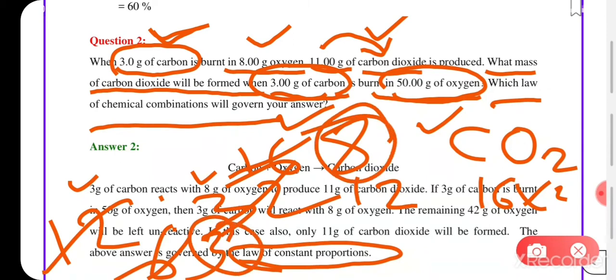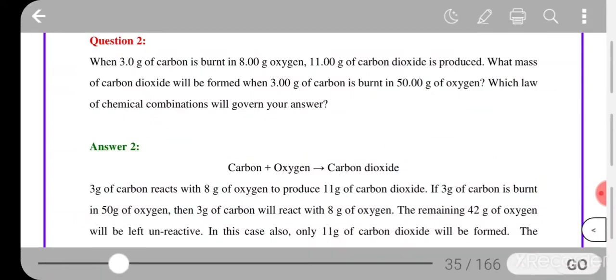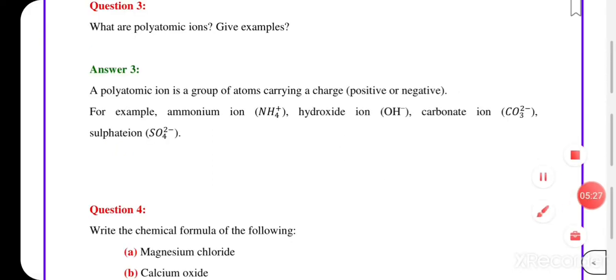So it is always 3 grams of carbon that are bonded with 8 grams of oxygen. You see how the mass proportionality has been maintained. This is the reason it follows the law of constant proportion, given by Proust. Let us move to the next question. So here is your next question.